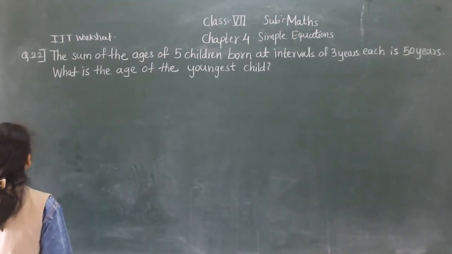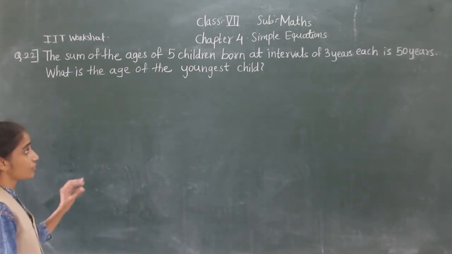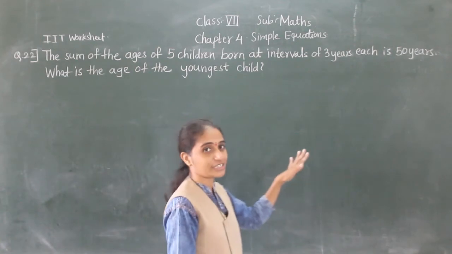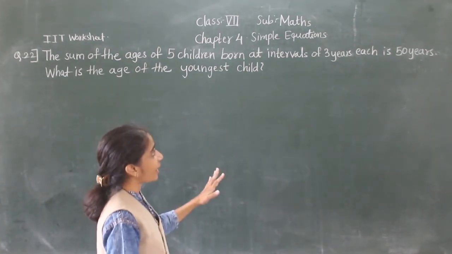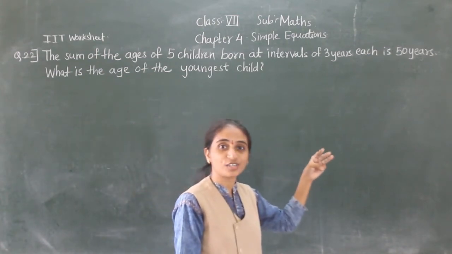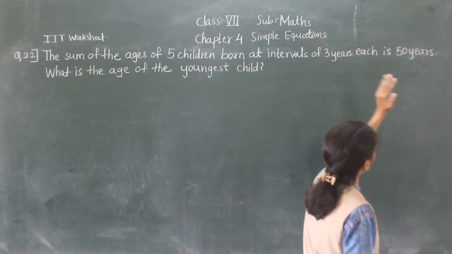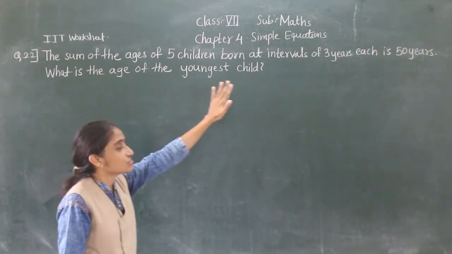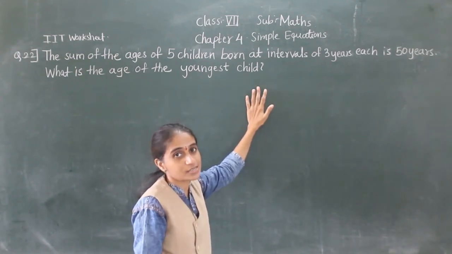Let's move towards question number 22. The sum of the ages of 5 children born at intervals of 3 years each is 50 years. What is the age of the youngest child? We have to find the age of the youngest child.